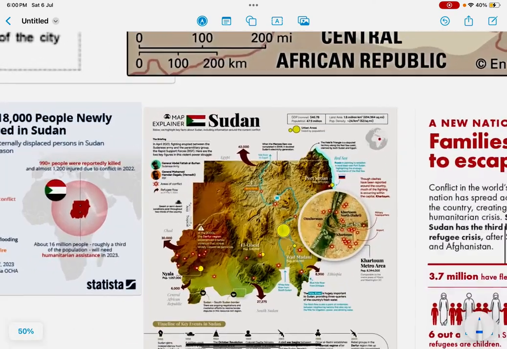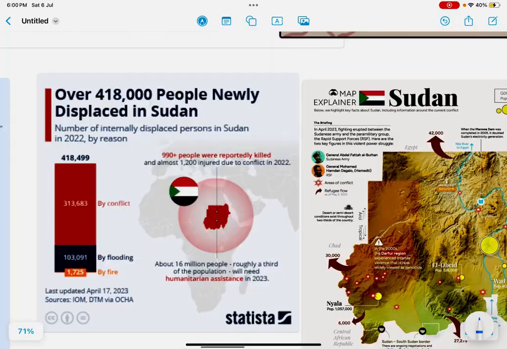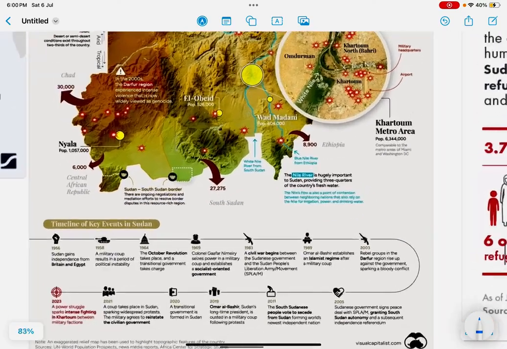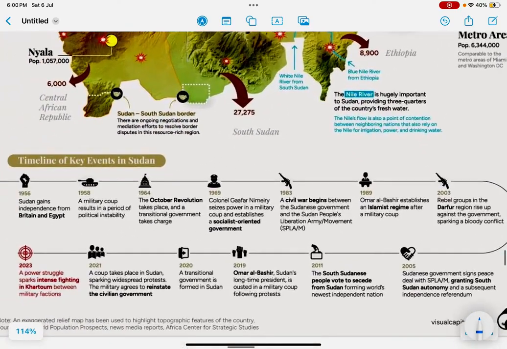You can see over 4 lakh displaced in Sudan. So you can check that by conflict 3 lakh, and by flooding more than 5, by fire as well. So this is April data, April in Sudan. Then a little bit of the timeline of the Sudanese crisis: 1956 independence, then military coup, October revolution, then a socialist government, civil war, Islamic regime, Darfur region, South Sudan autonomy, South Sudan vote to secede, then civilian government, military agreements, and then again intense fighting.